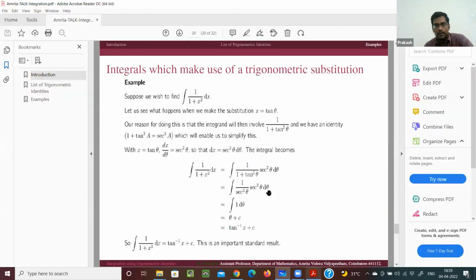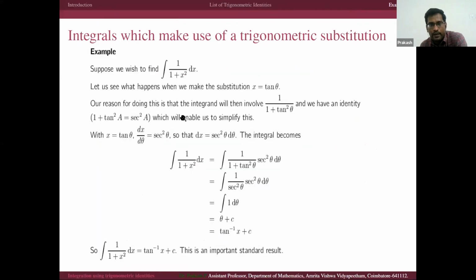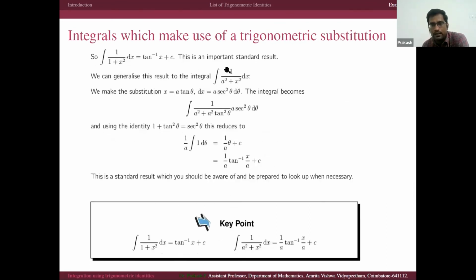So that is what is given here, and this I already explained. Integrals which make use of the trigonometry substitution: x equal to tan theta, and here we are just substituting and rewriting to see how we get these terms, and additionally the integral of 1 by a square plus x square. Here also, if we use the trigonometry substitution, then we can easily evaluate that integral value.